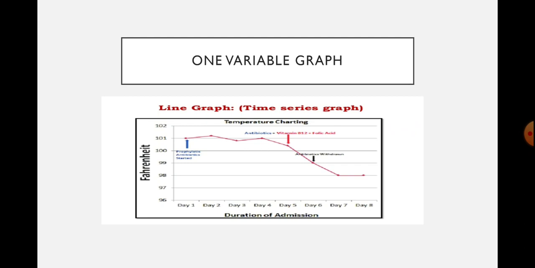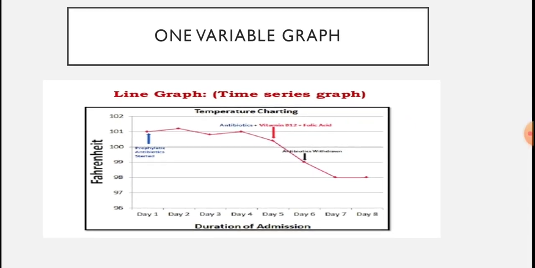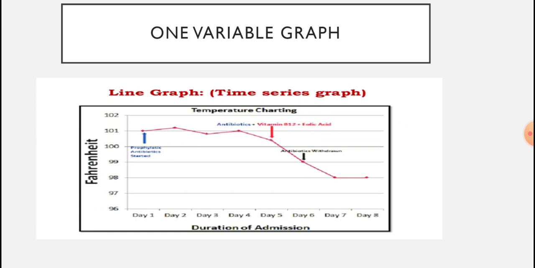Now, first we will discuss one variable graph. A one variable graph is a graph that depicts only one characteristic of an information. For example, we have the temperature chart in Fahrenheit. Duration of admission means day 1, day 2, day 3, so this is a daily temperature chart, and it is very much clear that we are taking time on x-axis and the frequency on y-axis.